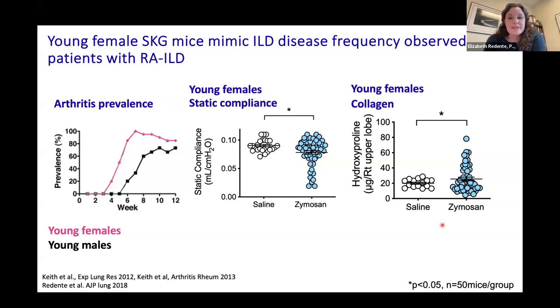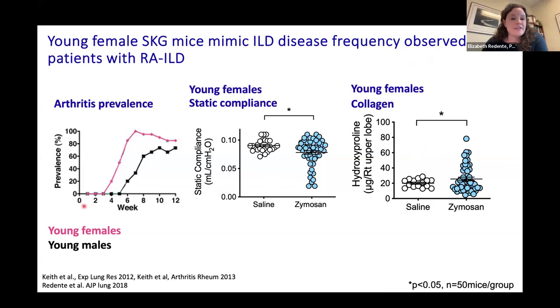This is just some additional data from this model. What we really like about this model, and what keeps it exciting for us, is that these young female mice really mimic the ILD disease frequency observed in patients with ILD. So 10% or more of patients with RA end up with an NSIP or UIP fibrotic lung pattern and lung disease. And so it's really fantastic to have a model where only a proportion of the animals end up with lung disease. We can see a proportion have decreased static compliance, and the same proportion has this increase in hydroxyproline.